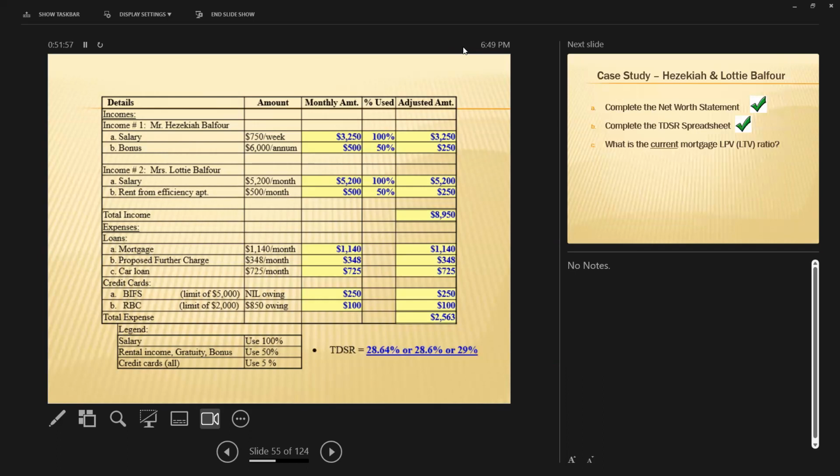So you can have 28.64 or 28.6, or you have to round it up, 29. Anything 0.5 and above, you round up. You don't round down. If it's 0.4 or below, you round down. So 28.64 or 28.6 or 29% rounded up.